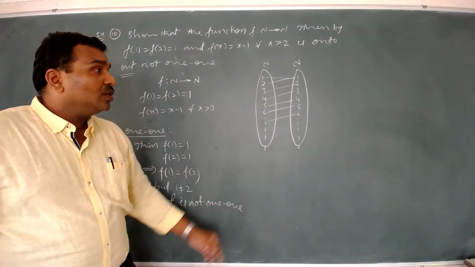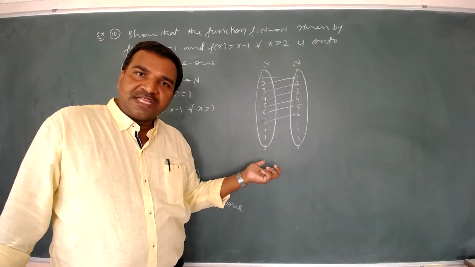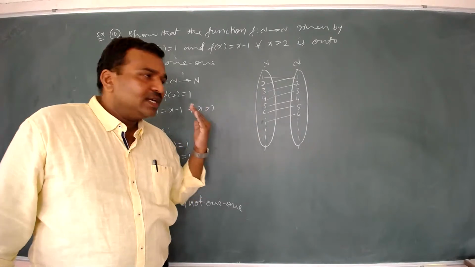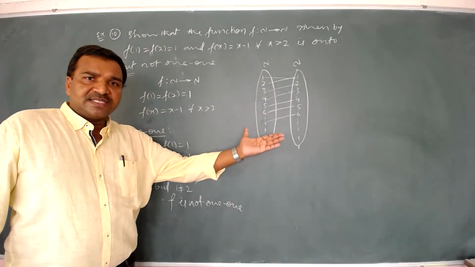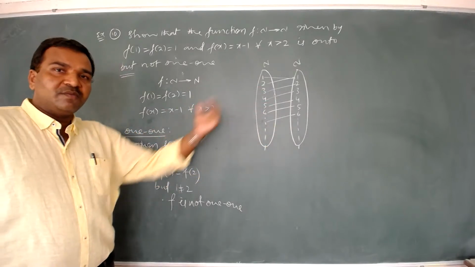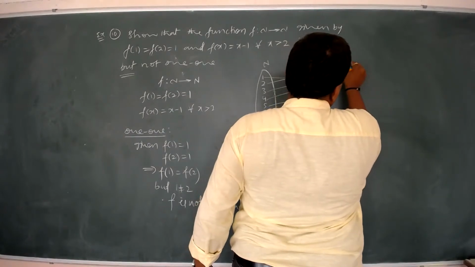Why is it onto? What is the codomain? Natural number set. Range is also natural number set. So codomain equal to range. That's why it is onto. Okay. By observation, we can say, but while doing the problem, we have to follow the process. Like this. Onto.